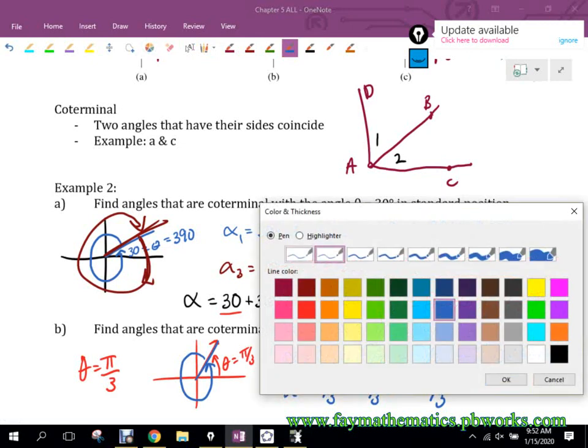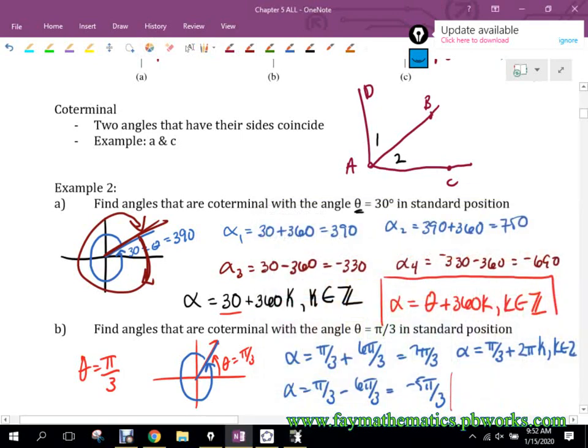Now, there's not a lot of textbooks that will write these things that I've got written in red here. But if I want a formula for all my coterminal angles in radians, it would be whatever theta is plus 2 pi k, where k is an integer.